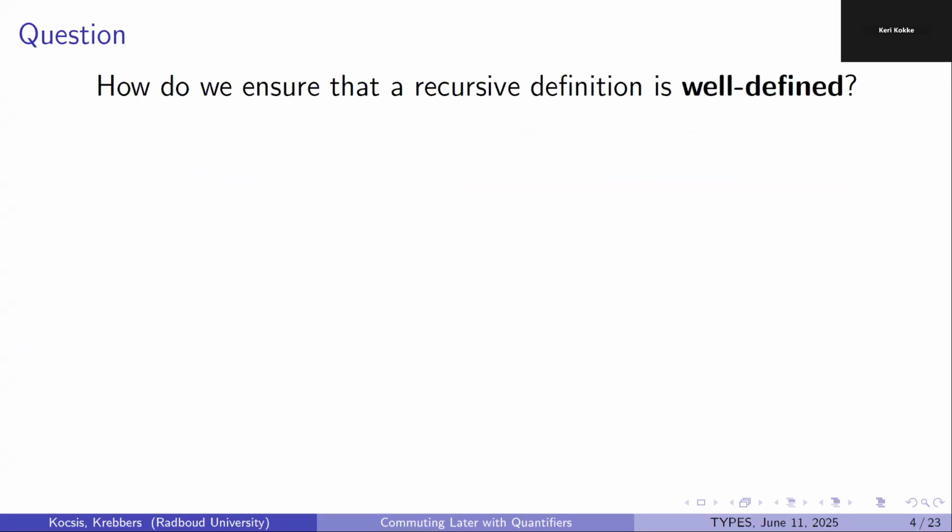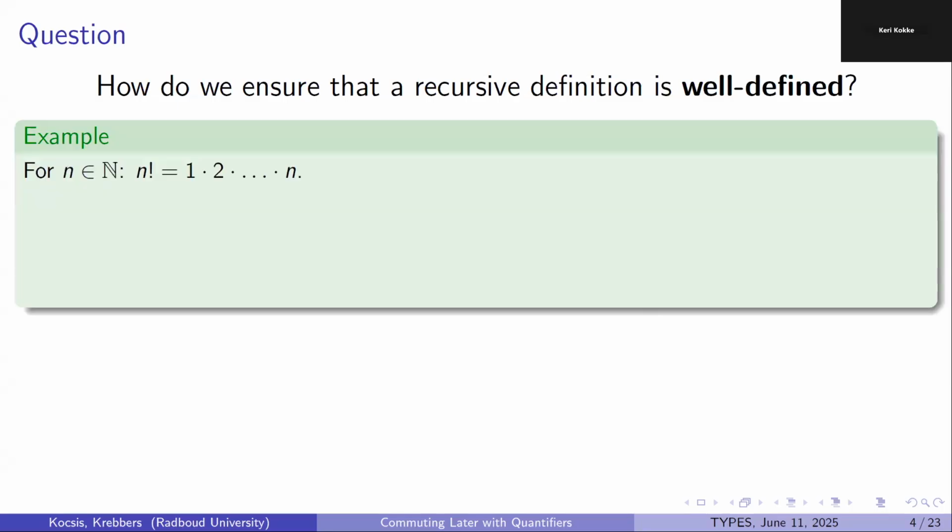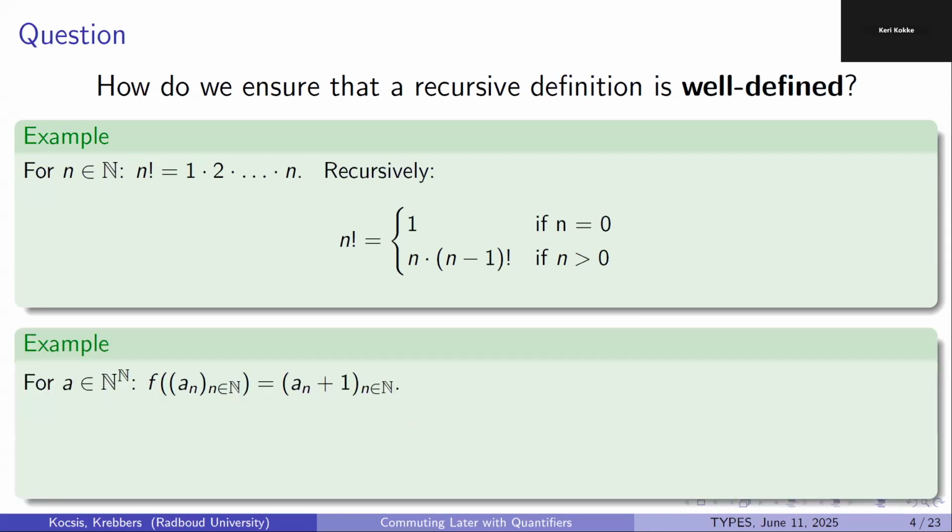So the question that guarded recursion tries to solve, or the question that this whole research is about, is how do we ensure that the recursive definition is well defined? And yeah, here are some examples. For example, we can define the factorial function recursively as follows. I think everyone knows this definition.